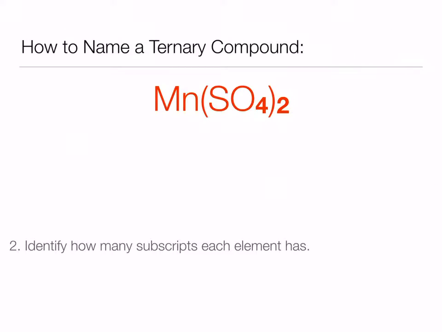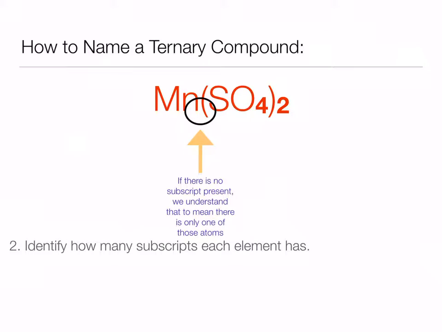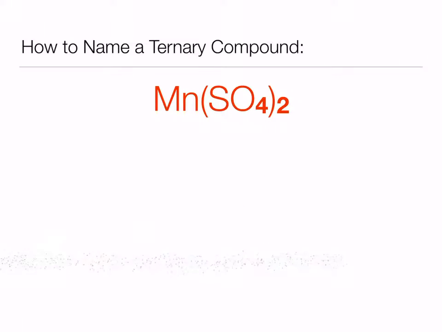Our second step is to identify how many subscripts each element has. Manganese seems to not have one, but if there is no subscript present, we understand that to mean there is only one of those atoms. Sulfate clearly has a 2 subscript, which means there are 2 sulfate atoms present in this compound.